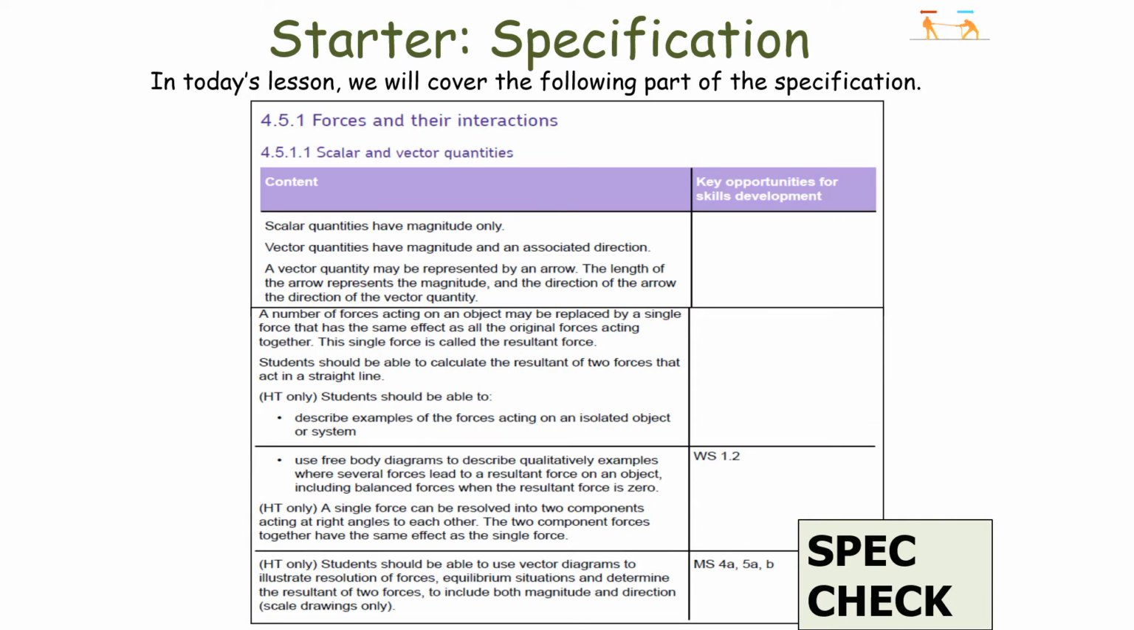We're synced into the following part of the AQA GCSE Separate Science Physics Specification: 4.5.1.1 Scalar and Vector Quantities.